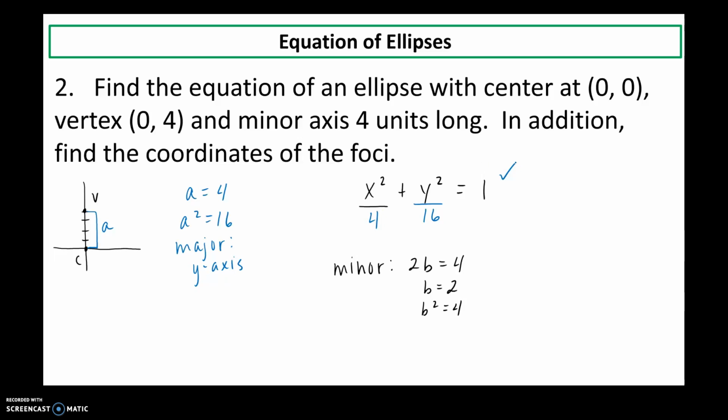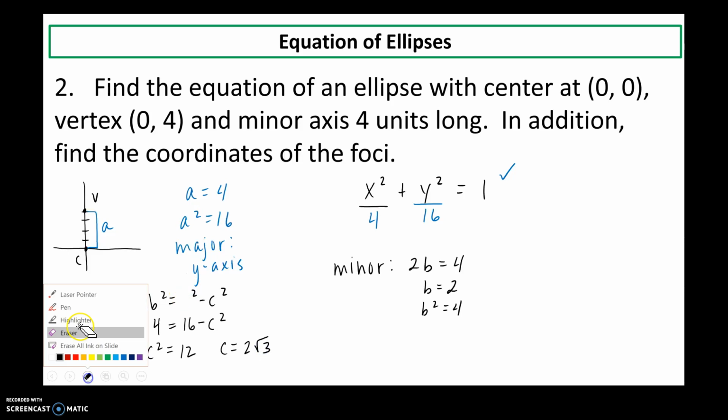Now it asks for the coordinates of the foci. For the foci, b squared is equal to a squared minus c squared. So I have 4 is equal to 16 minus c squared. Rearranging the equation and taking the square root of both sides and simplifying, I get c is equal to 2 root 3.